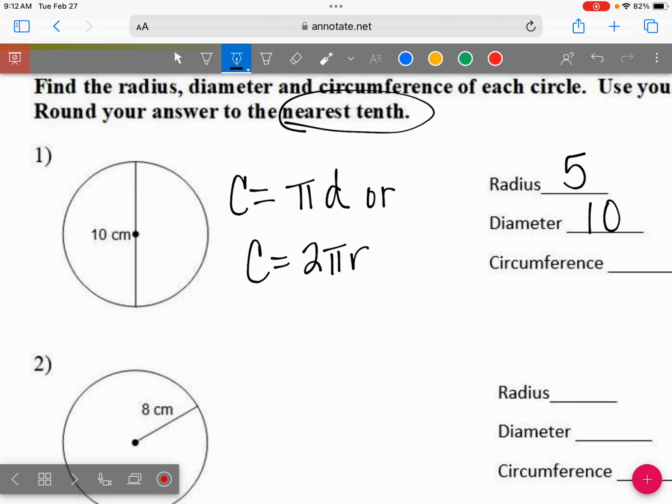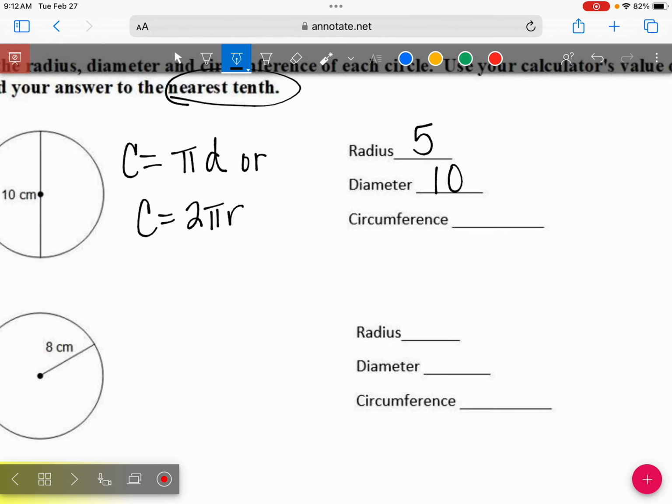And then type that in your calculator. Hit the button above enter to get your decimal. And I just need the first number after the decimal, only the first number. So your final answer would be 31.4. Who got 31.4? And it would be centimeters because they did give us a unit.